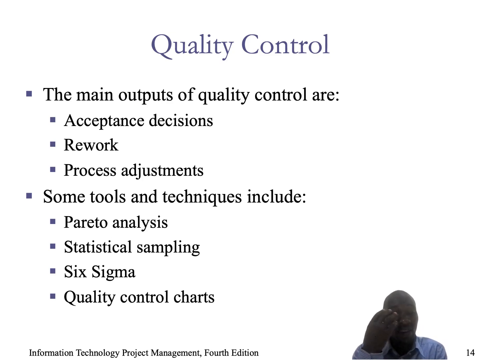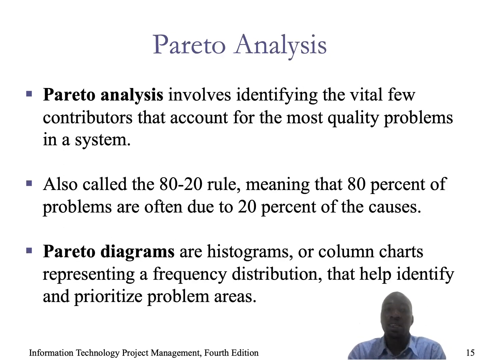This can help you to easily control your quality. Pareto analysis involves identifying the vital few contributors that account for the most quality problems in the system. Sometimes it is called the 80-20 rule, meaning that 80% of the problems are often due to 20% of the causes. That is according to Pareto analysis.